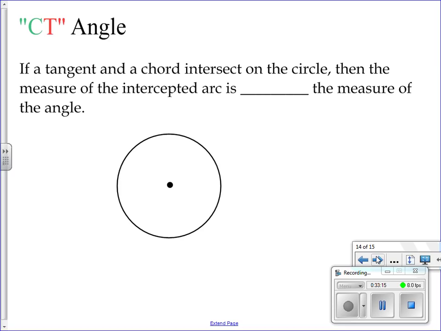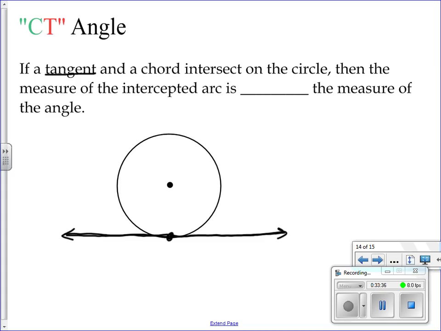If you don't know what a tangent is, I'm going to draw one for you. A tangent is just a line that's passing through space, touches the circle at one spot, and then keeps on going. I kind of think of it as a hit and run. Imagine like you're driving in your car, you hit something and you run. Don't do that, but that's basically what a tangent is.